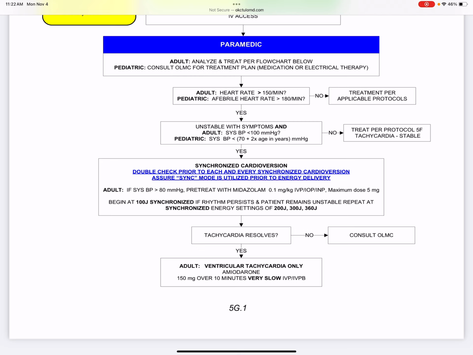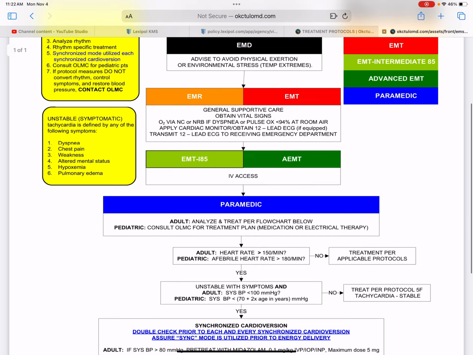So again, just a quick run through. Unstable, blood pressure less than 100, and they've got monomorphic VTAC or PSVT or whatever it is. We're going to cardiovert them starting at 100 all the way up to 360. If it's VTAC, we'll give amiodarone if the tachycardia resolves. If the tachycardia does not resolve, we'll consult online medical control. So pretty short, pretty simple on that.